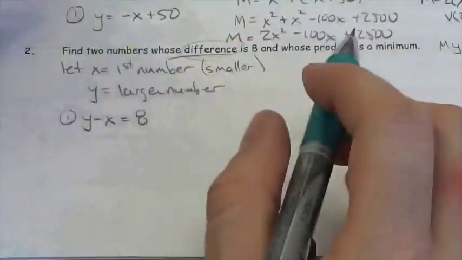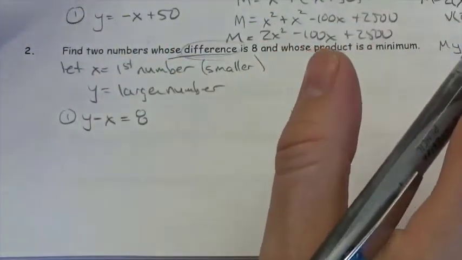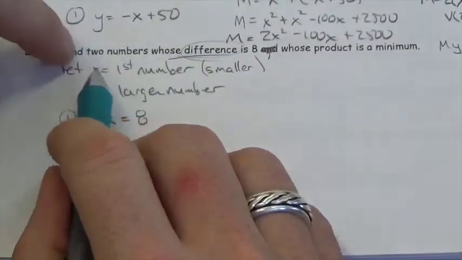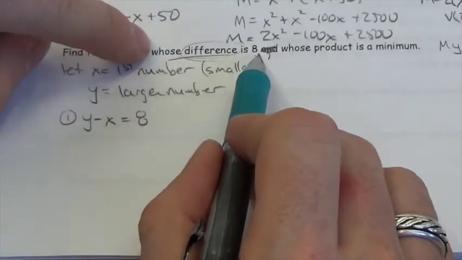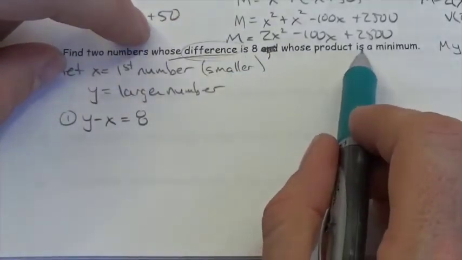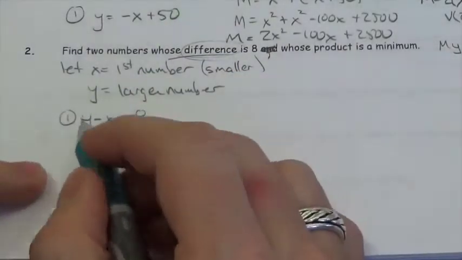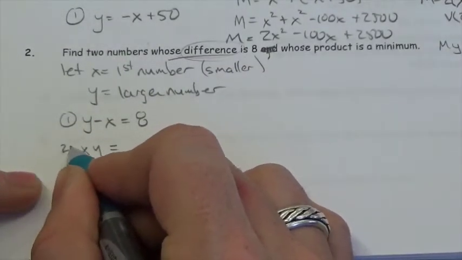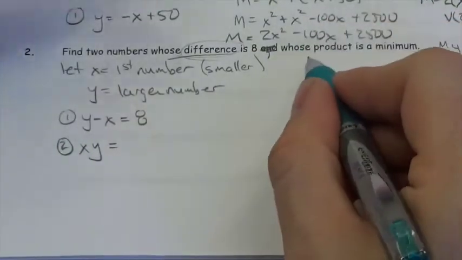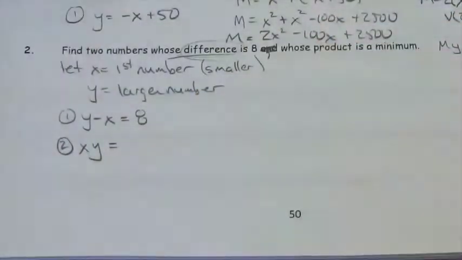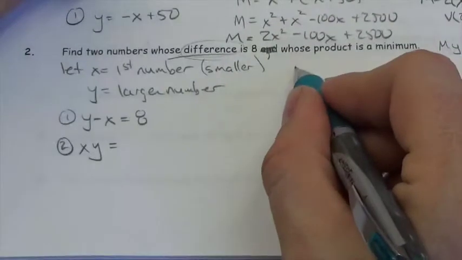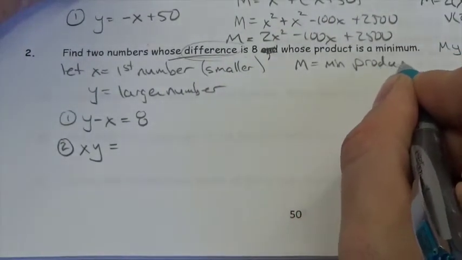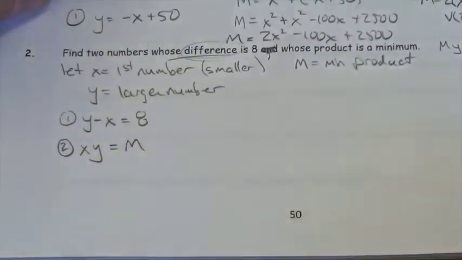Bear in mind how this works here. Although I don't have two sentences, that "and" is kind of breaking this up. Two numbers whose difference is 8, whose product is a minimum. So the product, xy, is going to equal the minimum. I don't know what number is supposed to go there, so I'm going to let m be the minimum product. Just put an m there.